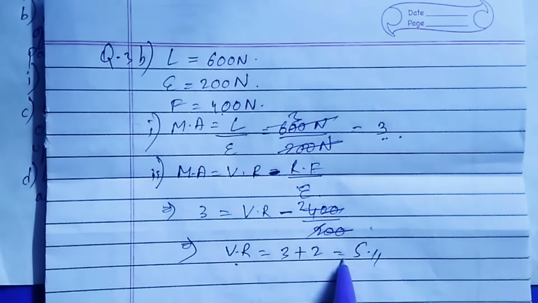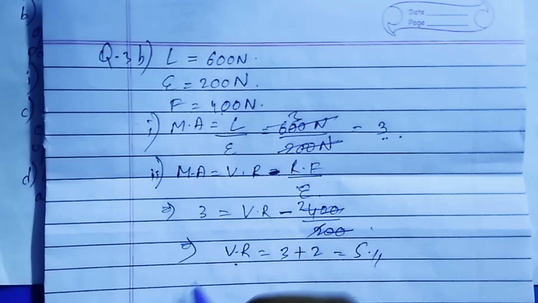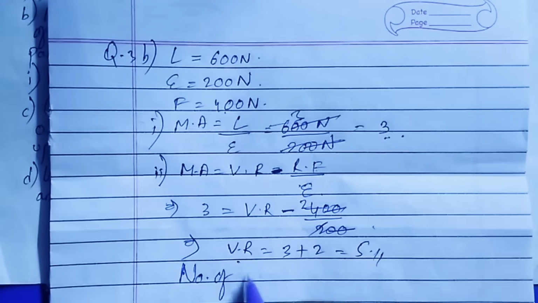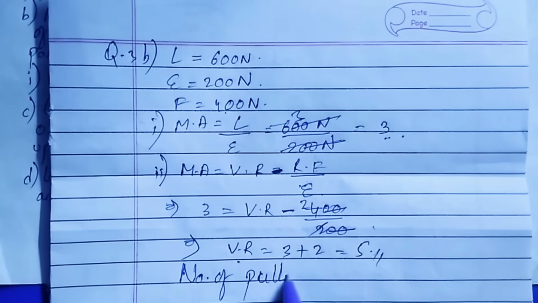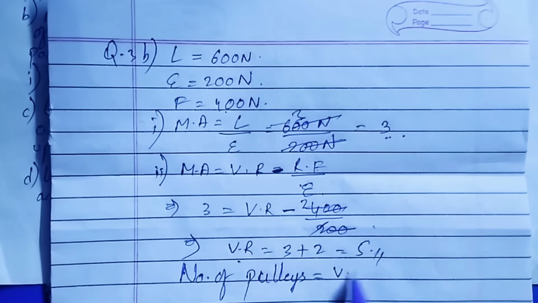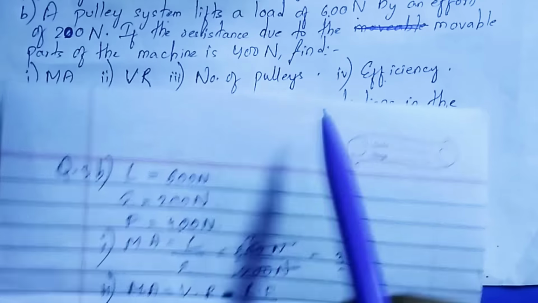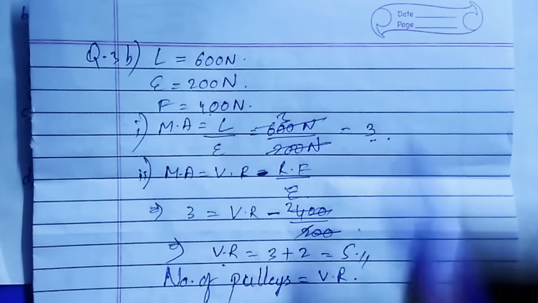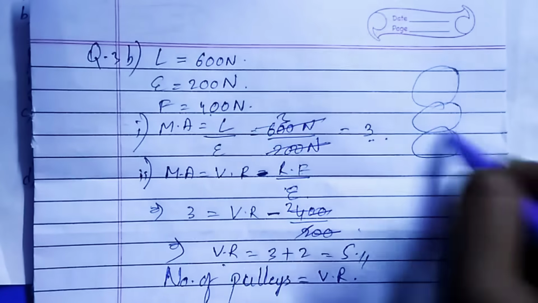And friends, you must be knowing that the number of pulleys is always equal to the velocity ratio. Since you need to find here the number of pulleys, it is the same as the velocity ratio. So there will be overall 5 pulleys.